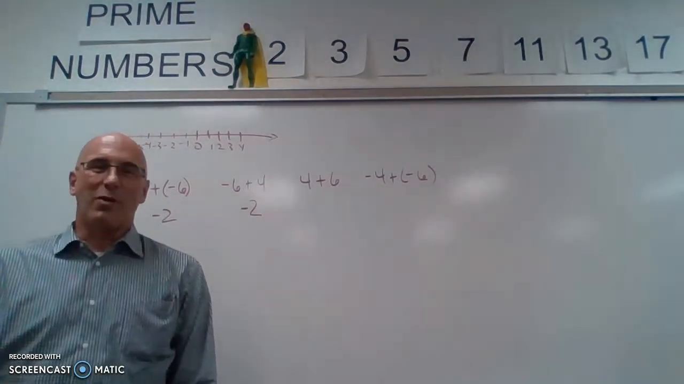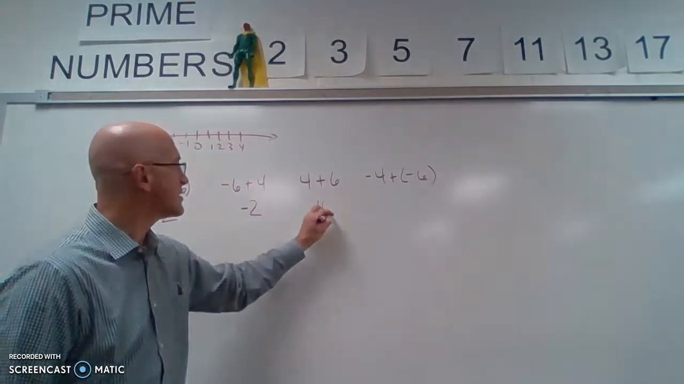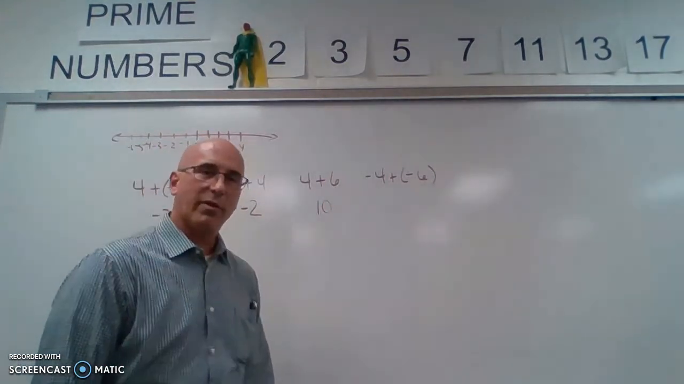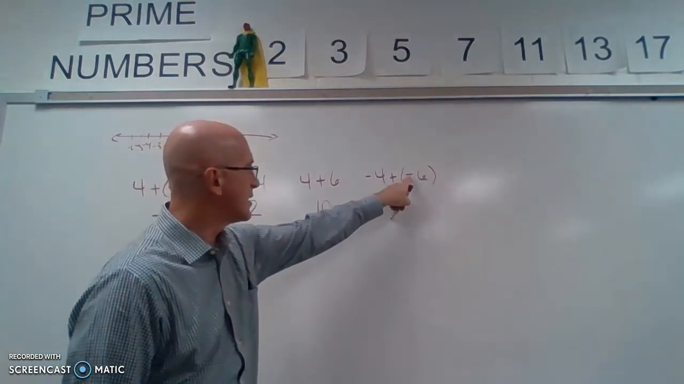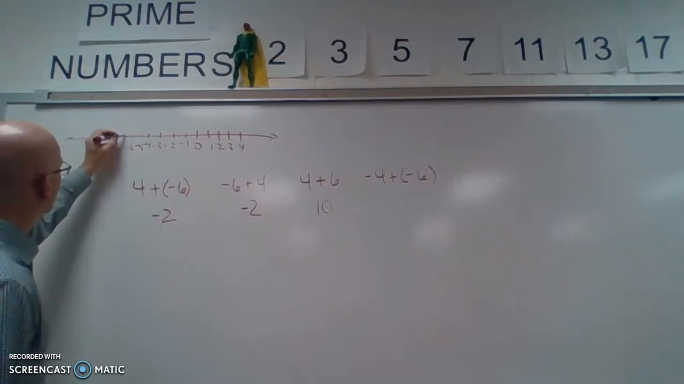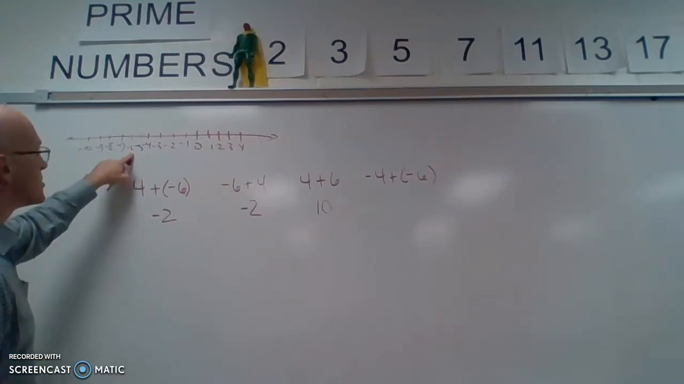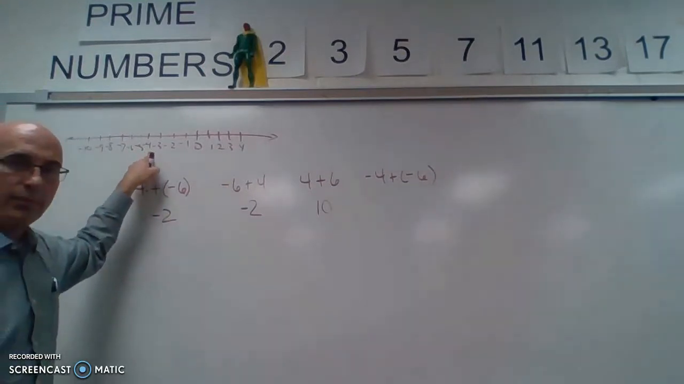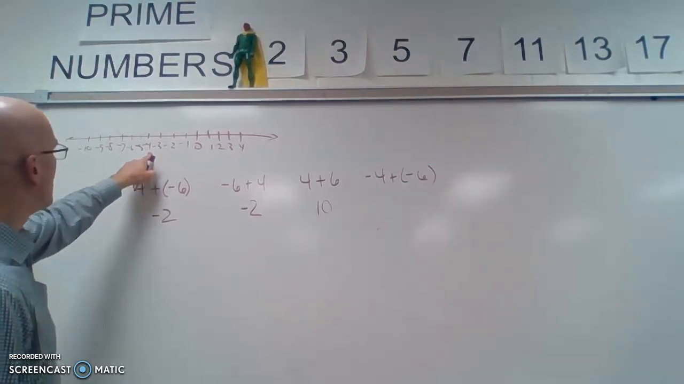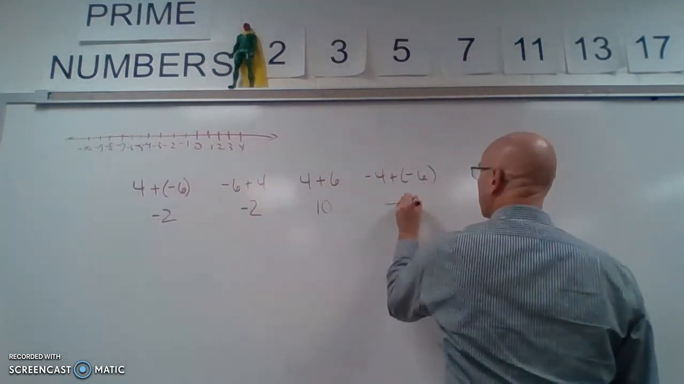Let's go to something we've known since about first grade. 4 plus 6. We know that that is 10. Now, what if we put negatives in front of both of those numbers? Negative 4 plus negative 6. Well, let's extend our number line out. So if we started at negative 4 and we add negative 6, we are going to move 6 in the negative direction. 1, 2, 3, 4, 5, 6. We are at negative 10.